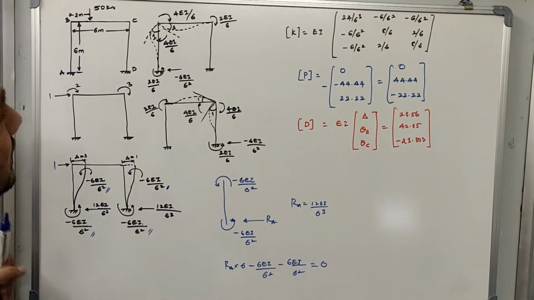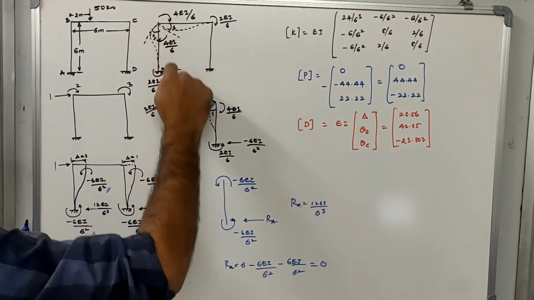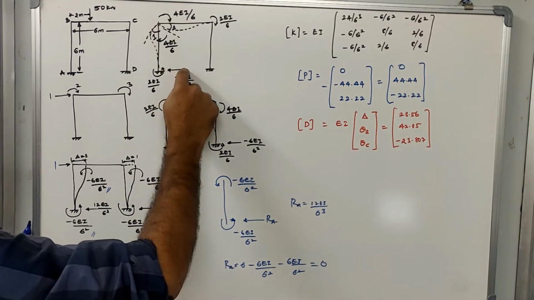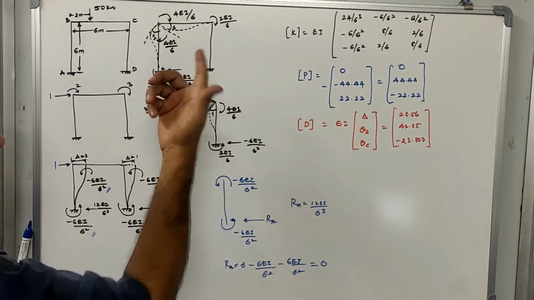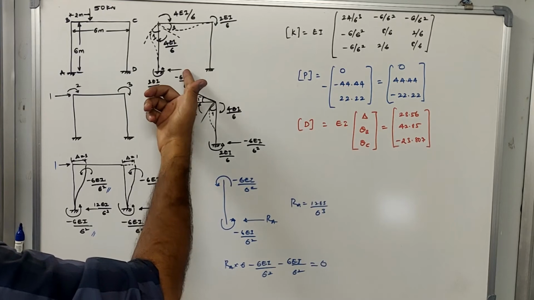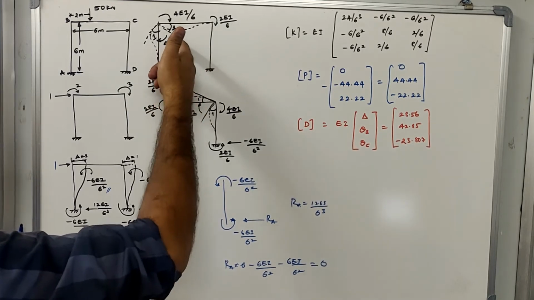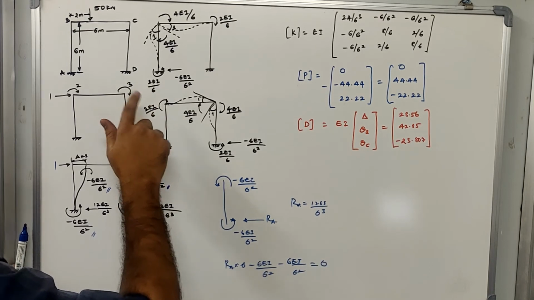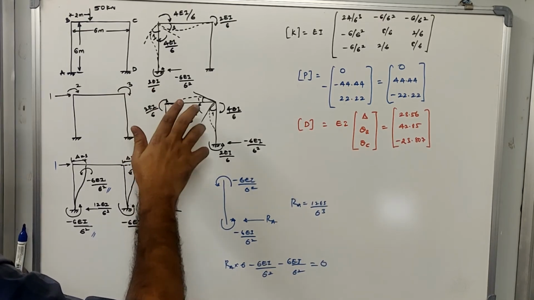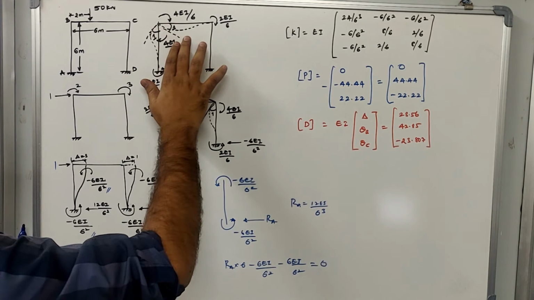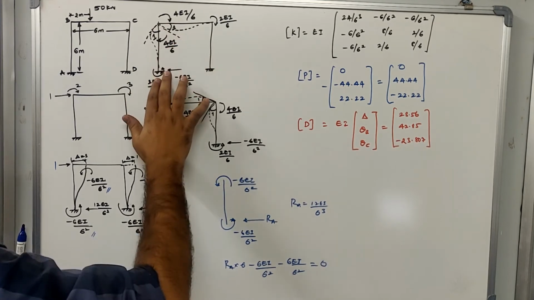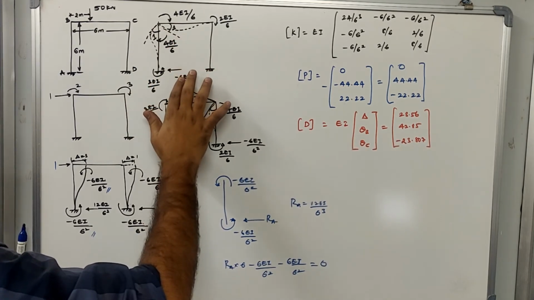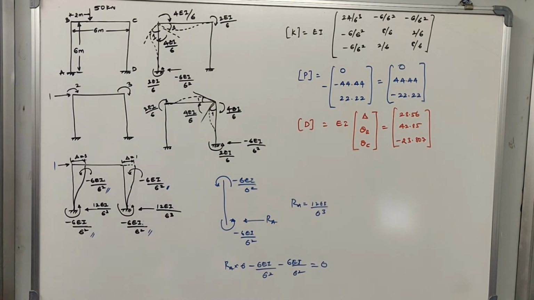Now once this is done, what we do is we will take this column and find out the reactions again. So can you find out the reactions and see how much you will get? The reaction that you may get here is 4 EI plus 2 EI by 6 divided by 6. So this will be equal to 4 plus 2, which is 6, so 6 EI divided by 6 square. So this is the value we will get.